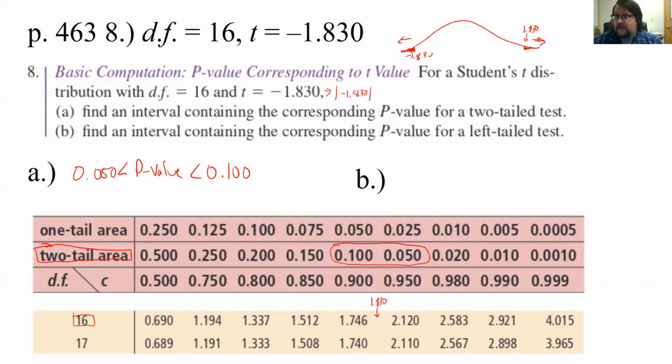Now, if it says you have an alpha value of 10%, then this would tell me to reject because my value is less than 10%. If it said I had an alpha value of 5%, I wouldn't reject the null hypothesis because this is more than 5%.